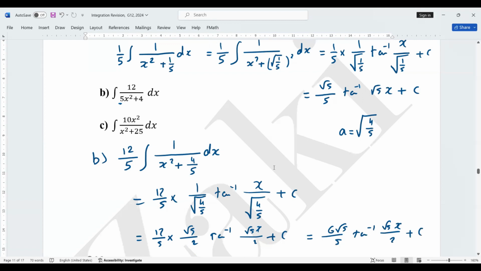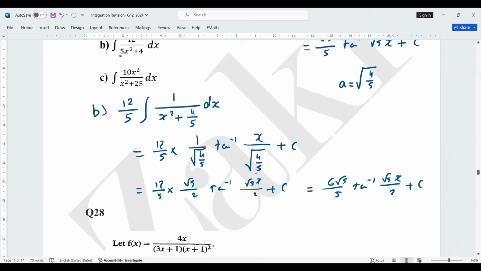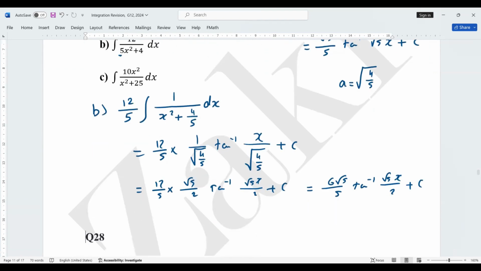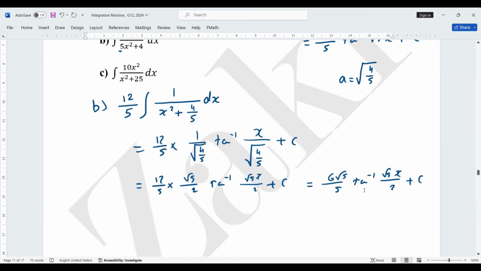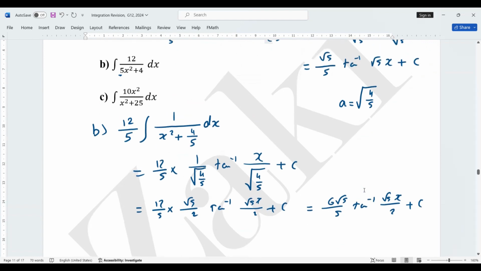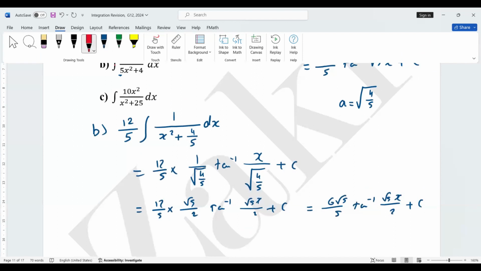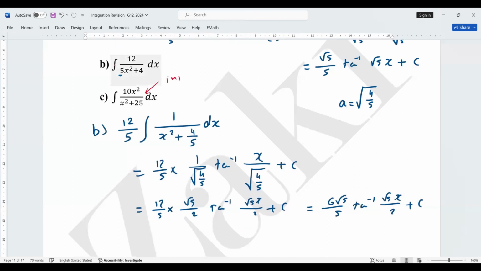Okay, now what about part C? How can you solve part C? We can't apply the rule in part C. Why? Because we have x squared on top. This fraction is called an improper fraction because the degree up equals the degree down. The degree up is 2 and the degree down is 2.